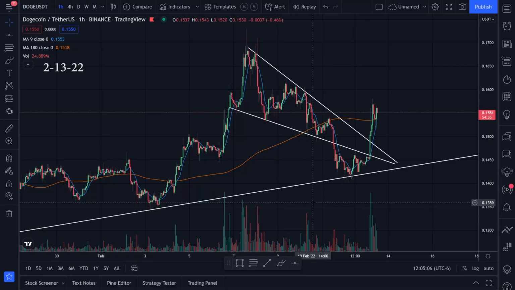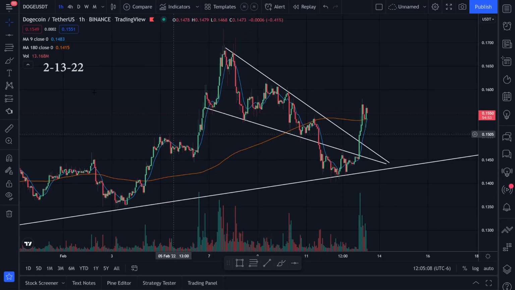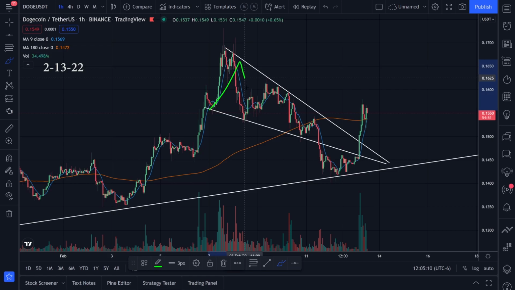Let's take a look at the chart action for Dogecoin. Okay, so here's what I was looking at in my last video. We had this falling wedge pattern going down like this. I was waiting for a breakout to the upside or to the downside.